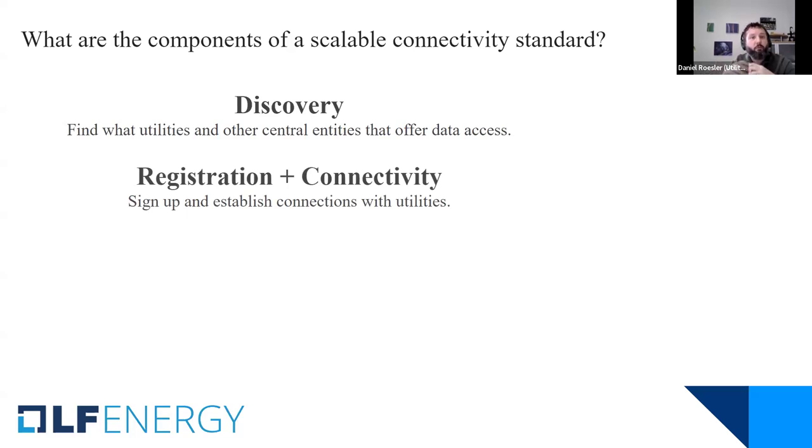Category is registration and connectivity. So that's the concept of once you know that this utility is offering some sort of capability, some sort of data access or some sort of power systems access, how do you actually register with that utility or connect with that utility, establish a secure token exchange, establish secure communications, jump through all of the requirements, like registration requirements, reporting requirements, if there's some sort of fee associated with that sort of access. Being able to automate that process as well, because the system is so fragmented, is a core focus of this.